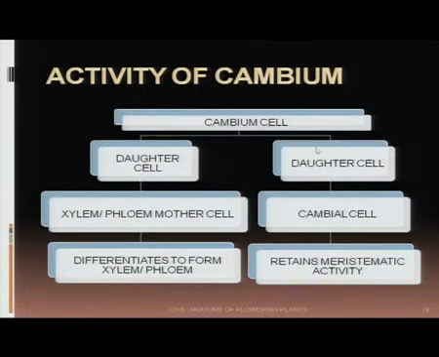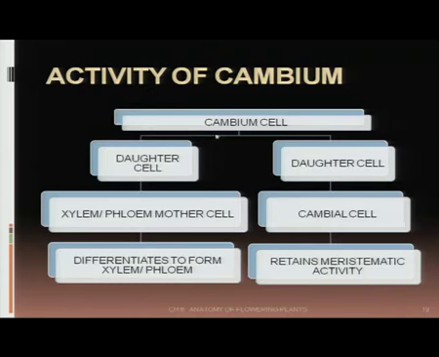Again, how does a cambial cell divide? When a cambial cell divides, it produces two daughter cells. One of those daughter cells undergoes differentiation to produce a xylem or phloem mother cell as the case may be. And this xylem or phloem mother cell will later divide or differentiate to form xylem or phloem elements. However, the other daughter cell will retain its meristematic activity and continue to be a cambial cell.